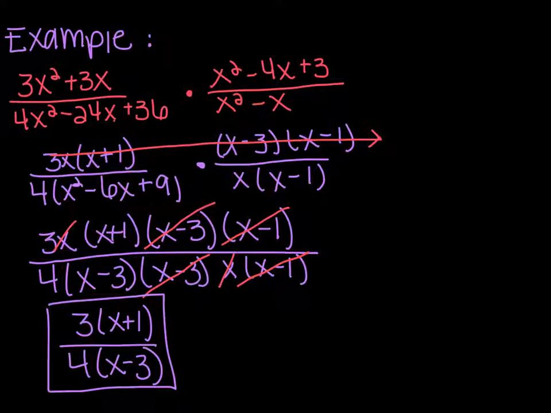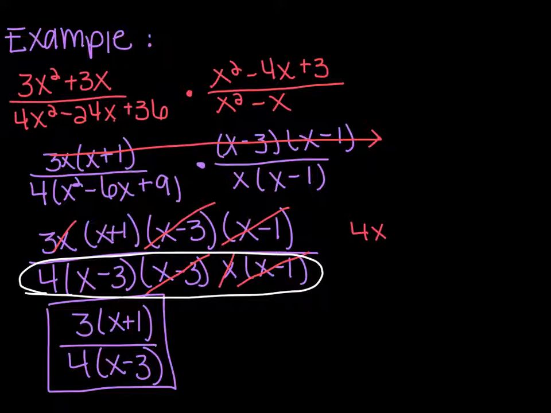The next question that we have to ask is the excluded values. When you find your excluded values, you're going to go back to the most simplified version, which is this most factored out denominator right here. And you're going to take everything that has an x with it, and set it equal to 0. So I'm going to have that 4x equals 0. I'm going to divide both sides by 4, and so x equals 0.